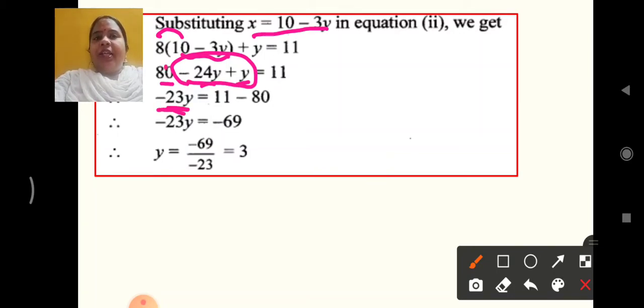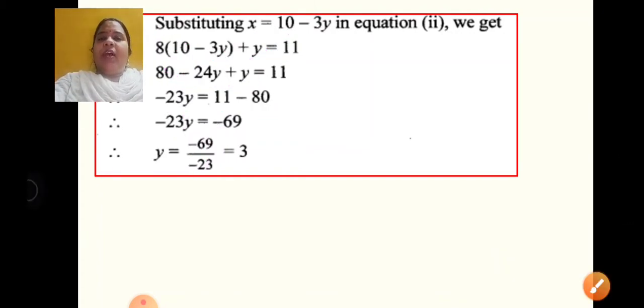Correct? And this 80 is shifted to the other side. It will become minus 80. 11 minus 80. So minus 23y is equal to minus 69. Divide both the sides by minus 23, or you just simply understand that I am shifting it here. So minus minus getting cancelled, 23 ones are and 23 threes are. So this way I will be getting y is equal to 3.